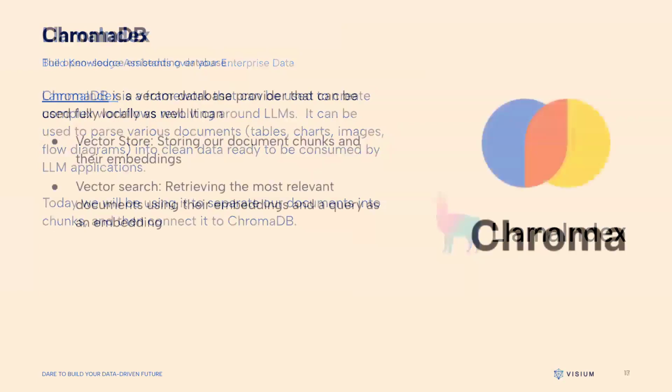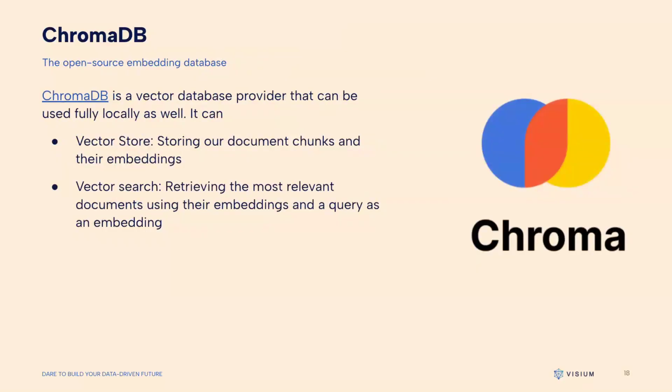And so this is ChromaDB. I think we went over it quite a lot already. So this is what we use as the vector database. That will be for storage and retrieval of the information.